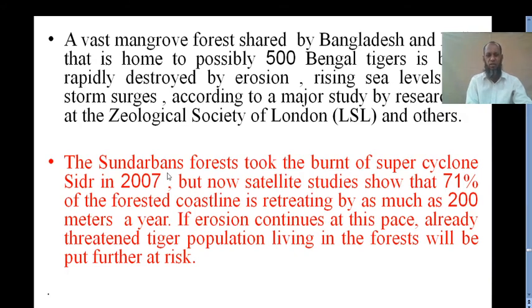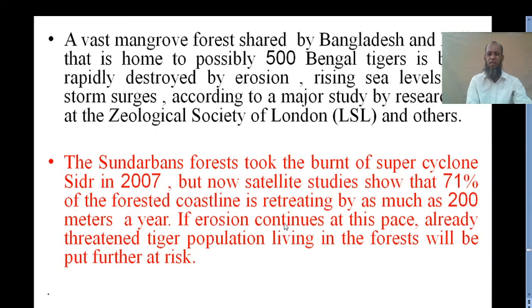Now let us move to the second para. The Sundarbans forests took the brunt of super cyclone Cedar in 2007, but now satellite studies show that 71% of the forested coastline is retreating by as much as 200 meters a year. If erosion continues at this pace, already threatened tiger population living in the forests will be put further at risk.